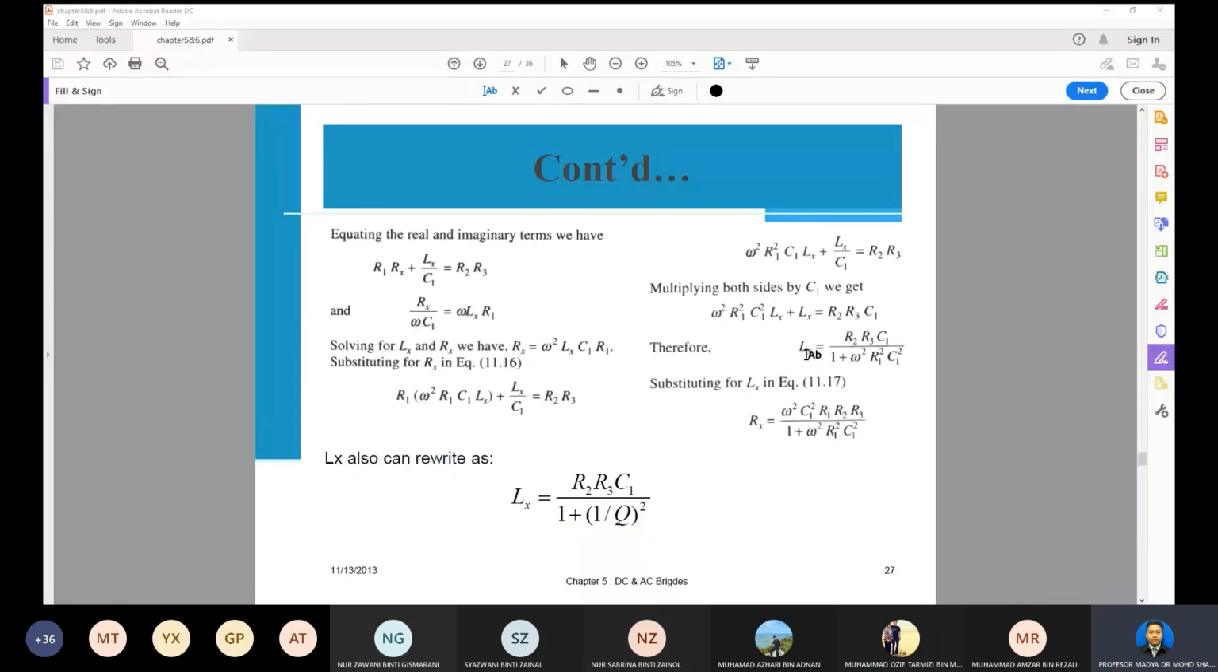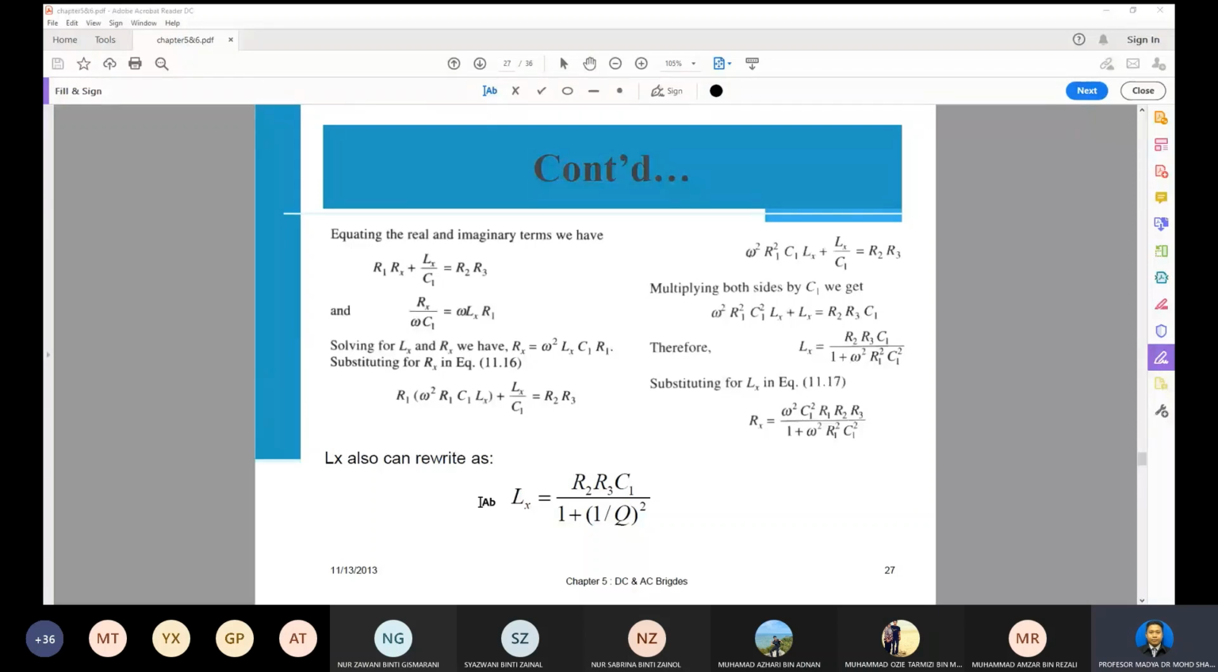That means to calculate Lx, it equals R2 multiplied by R3 multiplied by C1, divided by 1 plus ω² R1² C1². That is for calculating Lx. To calculate Rx, this is the formula: ω² C1² R1 multiplied by R2 multiplied by R3, over 1 plus ω² R1² C1². So this is the formula for Rx, and this is the formula for Lx.